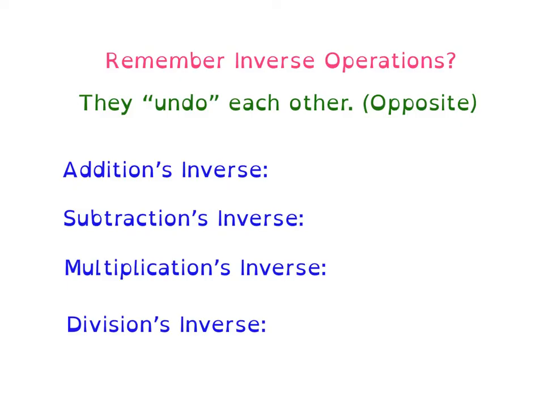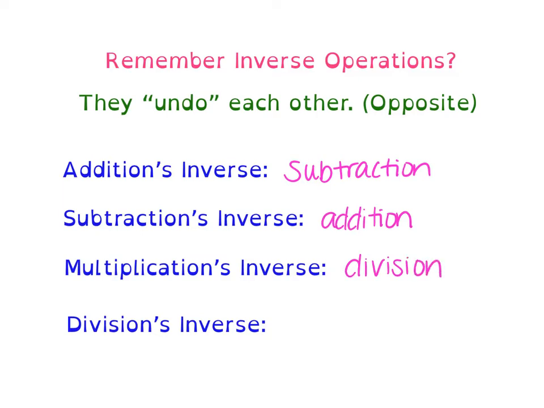So think back to the terms that we used when we talked about one-step equations. We talked about inverse operations. They undo each other, or they are the opposite operation. So addition's inverse would be subtraction. And then subtraction's inverse would be addition. Multiplication's inverse is division. And finally, division's inverse is multiplication. So when you see those operations in your equations, you need to think, I need to do the opposite, or the inverse, of that operation.